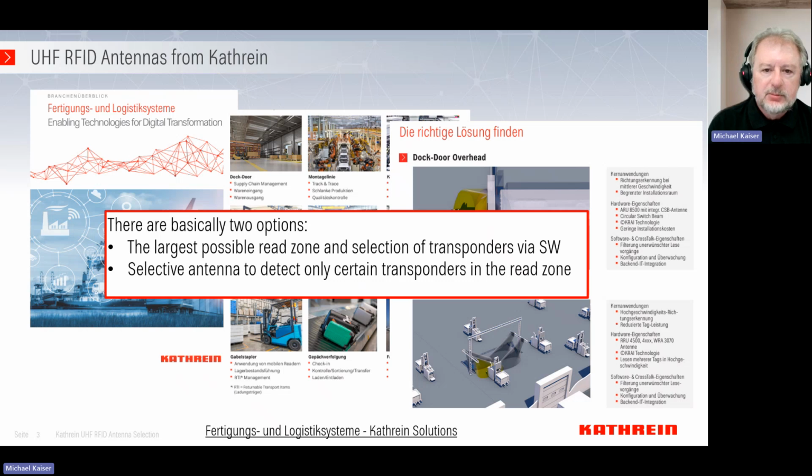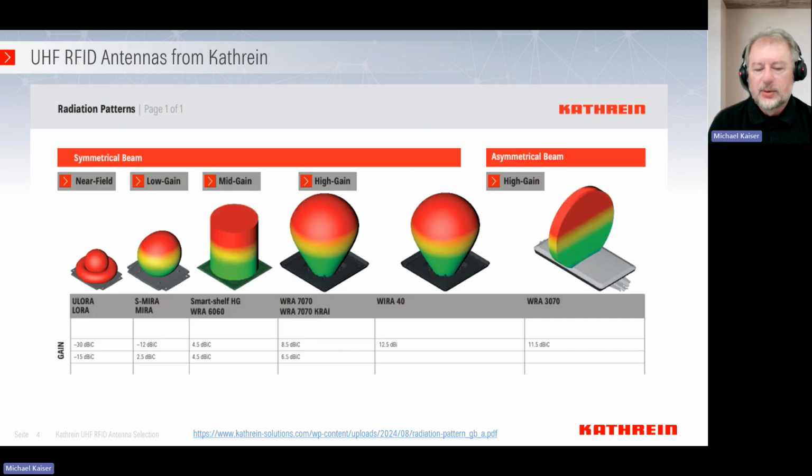In general, we can do the selection of the antenna in two possible orientations. One is to take the largest possible read zone and select the transponders later on in the software. This means you have a big antenna with a big read range and a big area to cover, and then select the transponders in the software. The second is to have a very selective antenna with a very small and defined read zone and read only certain transponders. How to select and define these antennas, you will find in our radiation pattern sheet, which you will find on our homepage.